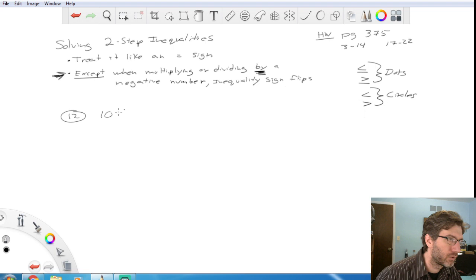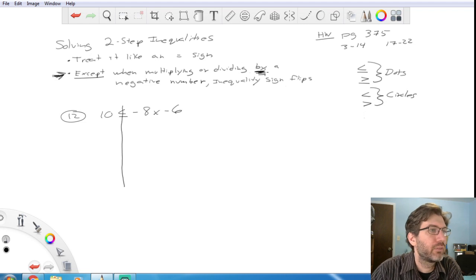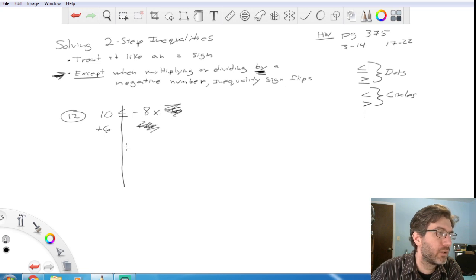So again, this one will have a negative, so we should be flipping our sign here. Again, solve it just like it's an equal sign. So we're going to add 6 here and add 6 here to get rid of this subtraction of 6. So that cancels and that cancels. Sign didn't change because I was just adding 6. I wasn't multiplying or dividing by a negative. So this leaves me with negative 8x, and over here I have 16 because 10 plus 6 is 16.